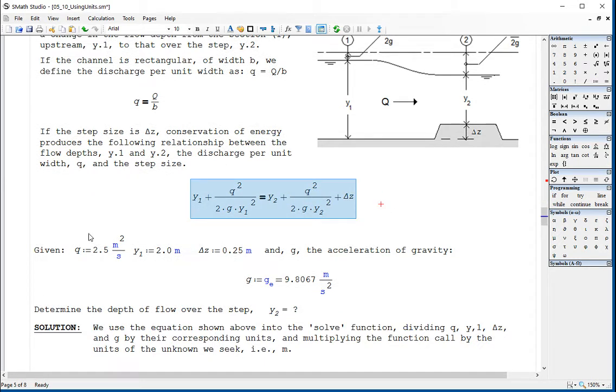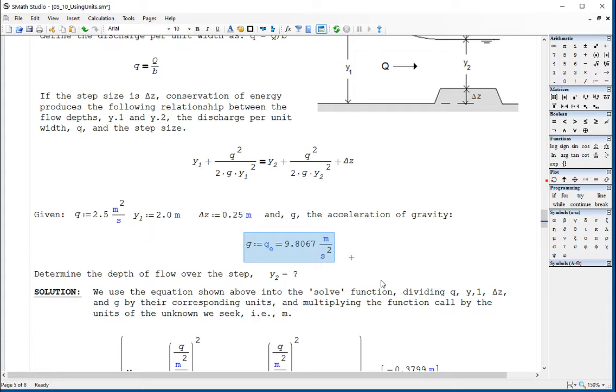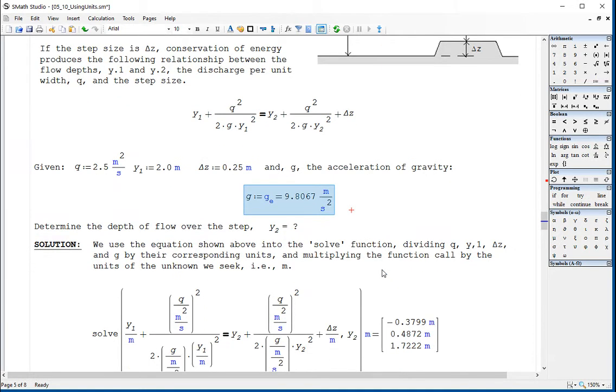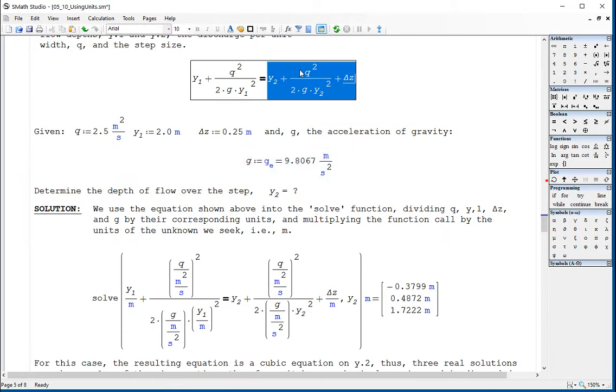Suppose you're given a certain unit discharge, that is, discharge per unit width, a certain depth y1 and a certain delta z, and then g is just the standard value g sub e. Determine the depth of flow over y2. Well, we have this equation, right?